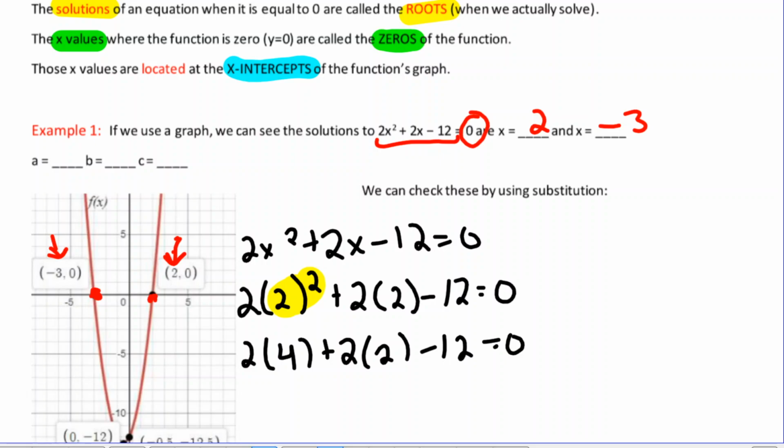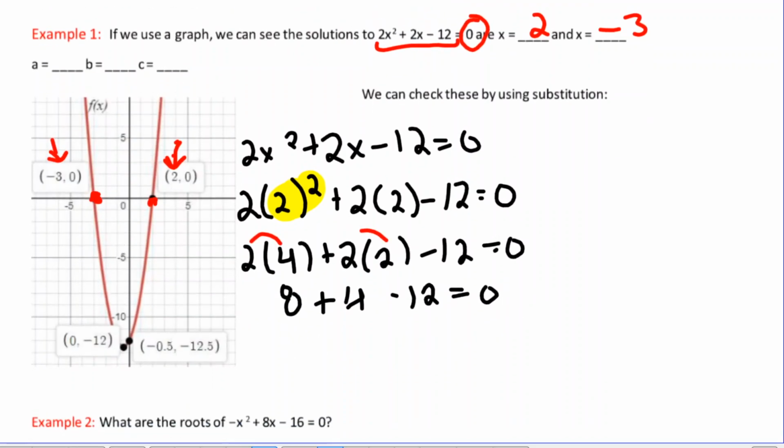Now I can do multiplication, right? Now I can do 2 times 4. And while I'm at it, I'll do 2 times 2. So I have 8 plus 4 minus 12 equals 0. And 8 plus 4 is 12, minus 12. So I get something that looks here like 0 equals 0.